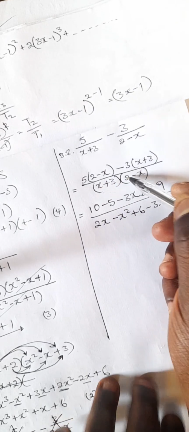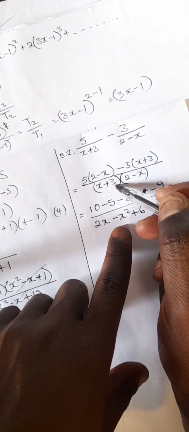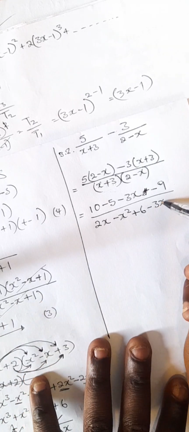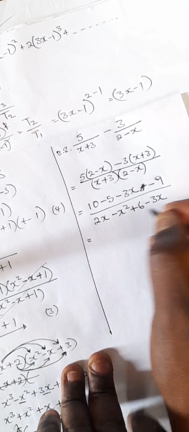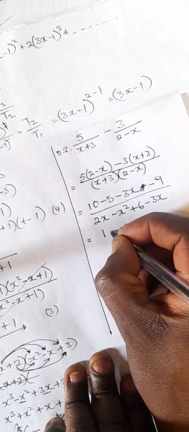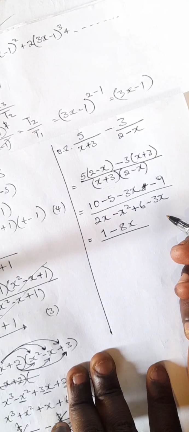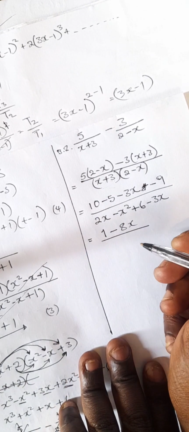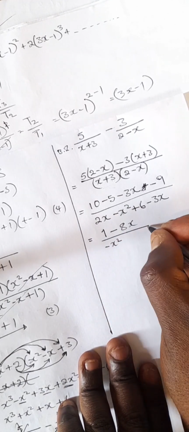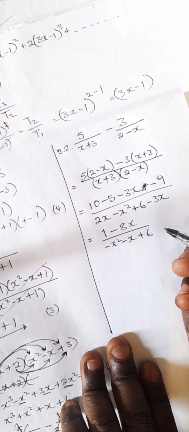So it's x times 2 gives you 2x, x times minus x gives you negative x squared, 3 times 2 gives you 6, 3 times negative x gives you negative 3x. Okay, next step, 10 minus 9, that's 1, minus 8x divided by 2x minus 3x. So in the denominator you have negative x squared minus x plus 6.